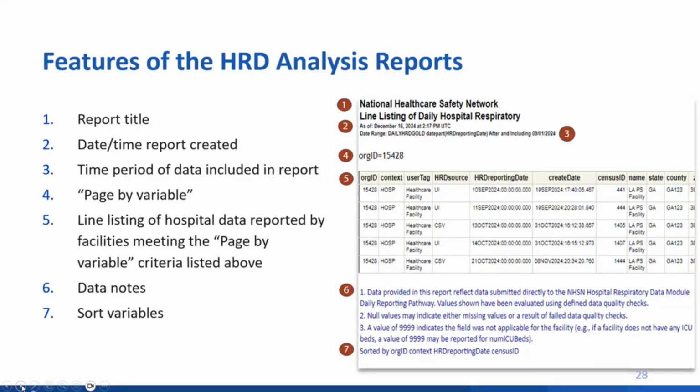This slide shows the various components of each of the output analysis reports. At the top of the report, you will see the report name, date, and time the report was created, and the time period of data included in the report. Above each data table, you will see the value of the page by variable associated with each table, which in this example is the facility org ID. At the bottom of the report, you will find a note about the data source and a list of the selected sort variables.